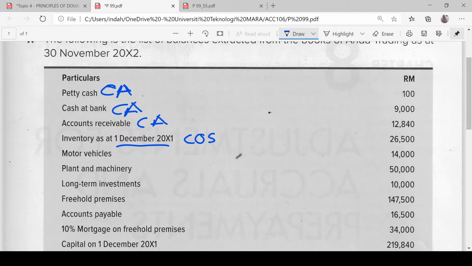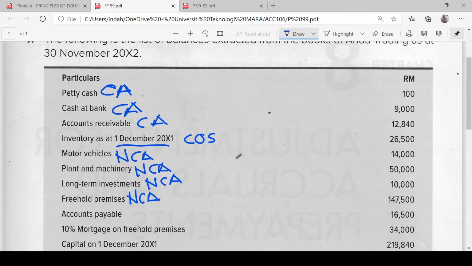Okay, and then we have motor vehicles. So this is non-current asset. Investment is also non-current asset. I hope you still remember that there are three categories of non-current asset, which are tangible item, intangible item, and investment. So investment is part of non-current asset. Freehold premises, of course, this is non-current asset.